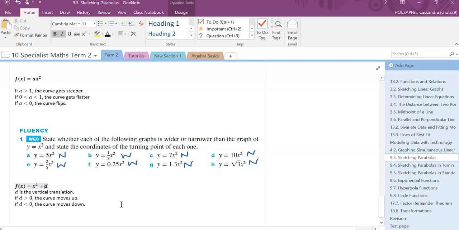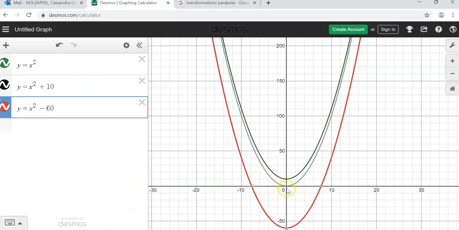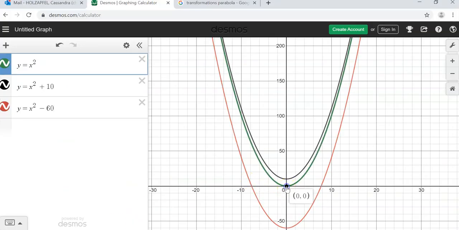All right, I'm going to pop some questions up on the screen and let's have a go. Firstly, state the vertical translation and then the coordinates of the turning point for the graphs compared to the graph of y equals x squared. If we go back to Desmos, you can see this was our original turning point at (0, 0). This was the turning point of the function x squared plus 10. And you can see the turning point has now shifted up 10 in the y-axis, because the y-axis is the vertical axis. So it makes sense that that value has changed. So the new turning point is going to be (0, 10).